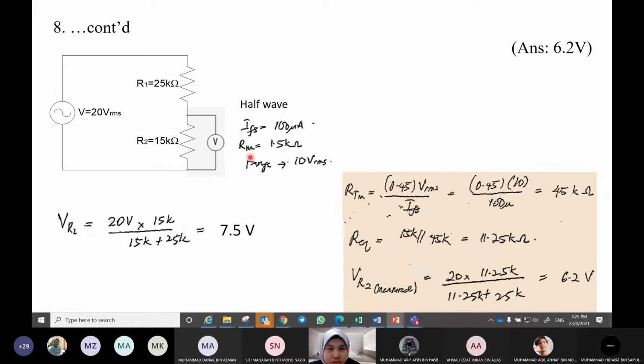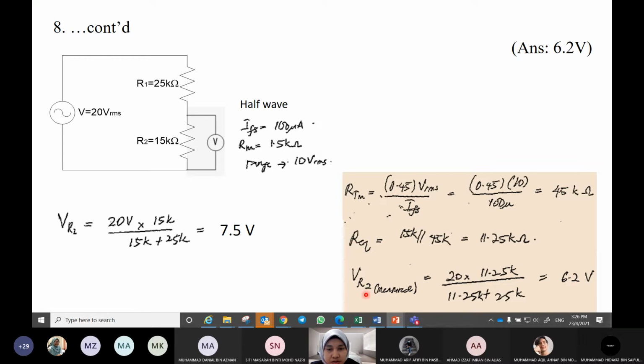1.5 kilo ohm is only the resistance of the meter movement PMMC. This does not include RS of the voltmeter. So the total voltmeter resistance, which is RS plus RM, is equal to 45 kilo ohm. And then 45 kilo ohm is in parallel with 15K, so we have to find the equivalent R of this connection. 15K parallel with 45K is equal to 11.25 kilo ohm.